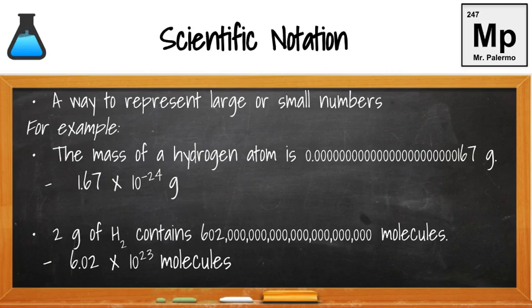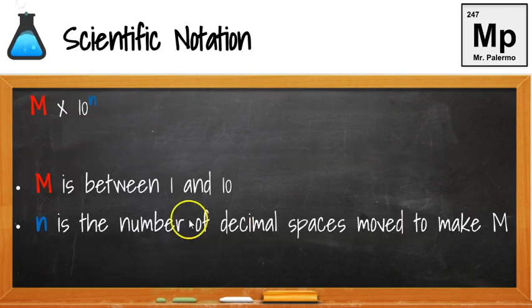So what is the general pattern for scientific notation? Well, there's an m value, that number out in front, and then times 10 to some power, n. And that n is the number of decimal spaces moved to make this m value. So let's see an example.